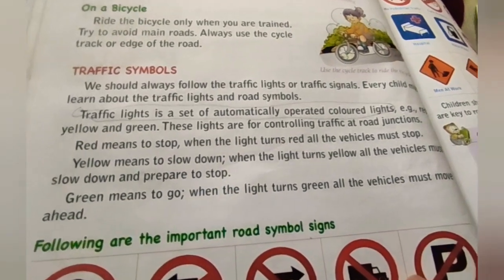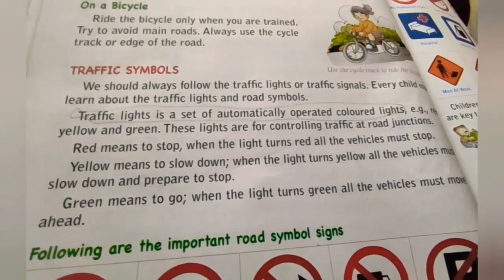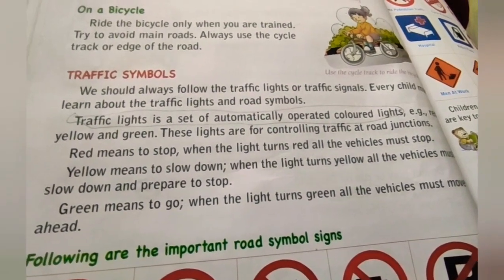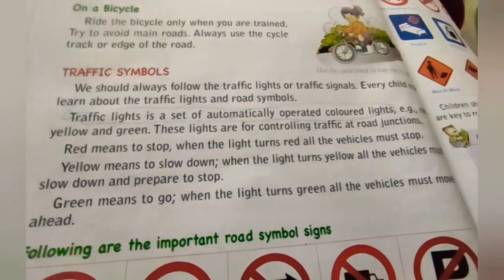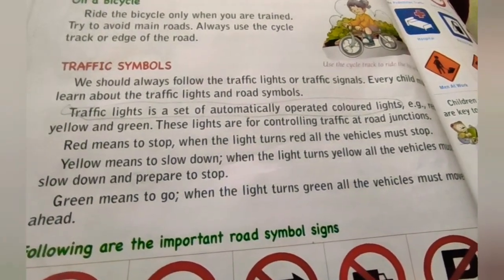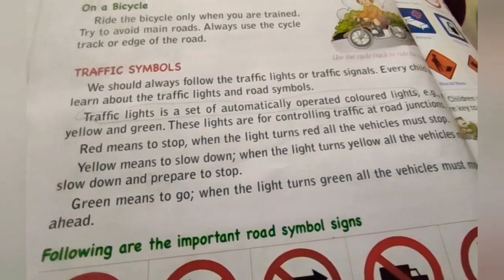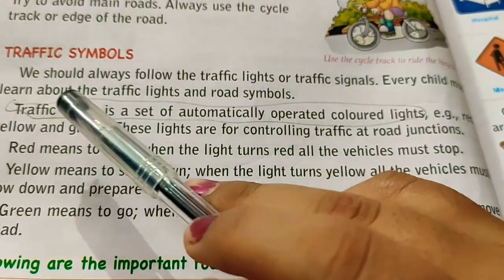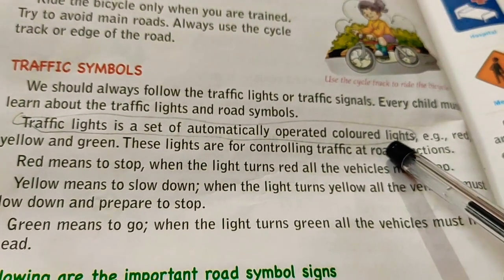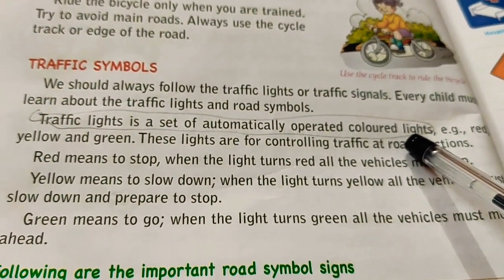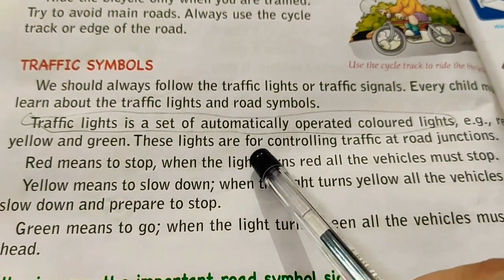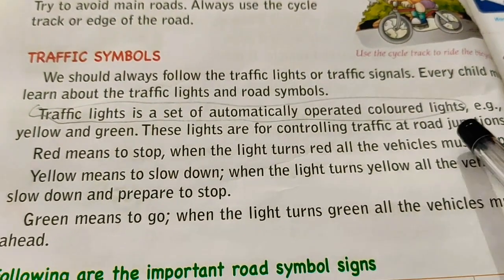We should always follow the traffic lights or traffic signals. Every child must learn about the traffic lights and road symbols. Children, you should learn about them at your early age only. Okay, children, a traffic light is a set of automatically operated colored lights. In the traffic light, there are three colors: red, yellow and green. These lights are for controlling the traffic at road junctions.